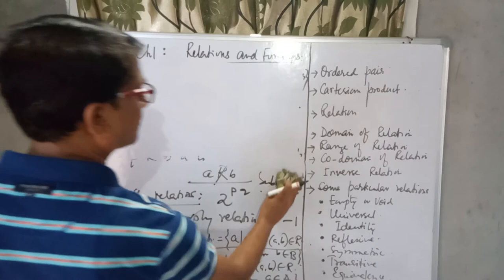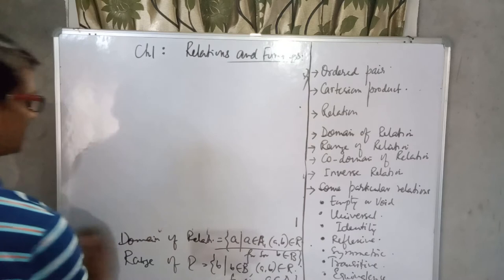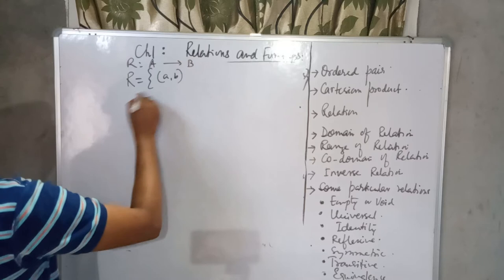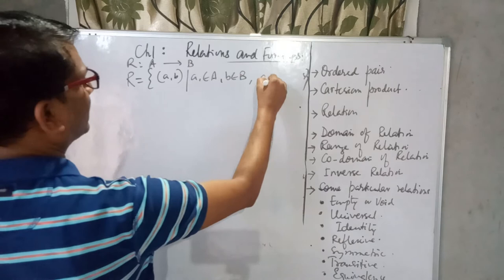Now what is the inverse relation? Let's see the inverse relation. So R is a relation from A to B, such that R is equal to the set of (a, b), a belongs to A, b belongs to B. This is the relation. Okay.